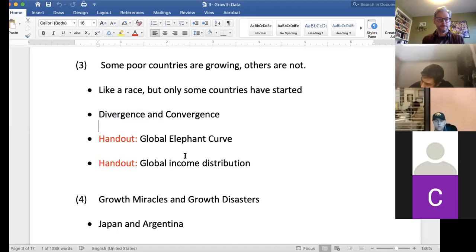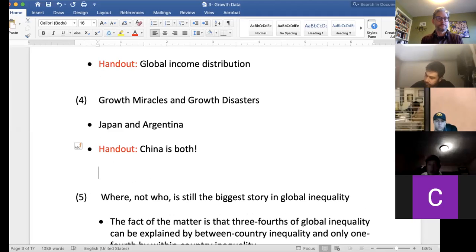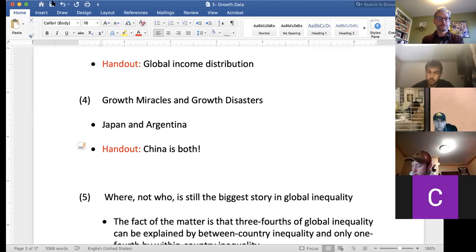Okay, our next global fact. I think we've hit on this already, but to make it a little clearer, there are growth miracles and growth disasters, right? In other words, there are countries that have been poor and become rich, and countries that were rich and have become poor. A classic example of this would be Japan and Argentina. Japan is the quintessential example of a growth miracle. Japan was one of the poor countries in the world in the early 1800s, and since 1950 has become one of the richer countries in the world.